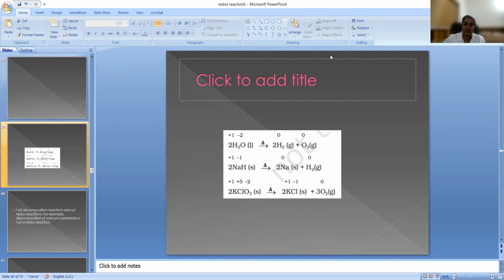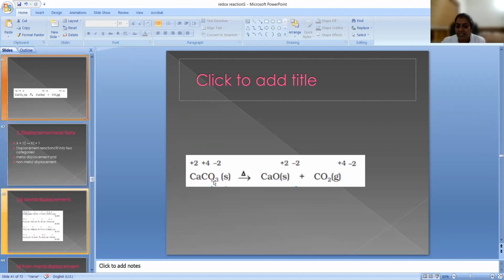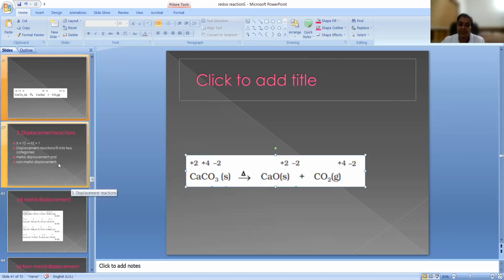Okay, but we cannot assume that all decomposition reactions are redox reactions. There are some reactions which are not redox reactions. Let us see that case. When calcium carbonate undergoes decomposition, you get calcium oxide and carbon dioxide. If you look at the oxidation numbers, none of them is changing. Calcium +2, calcium +2, carbon +4, +4, oxygen -2 here, oxygen -2 here. If none of the oxidation numbers is changing, that means the reaction is not a redox reaction.